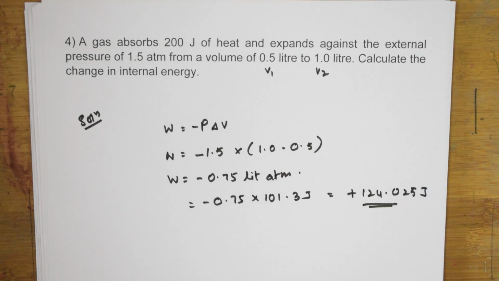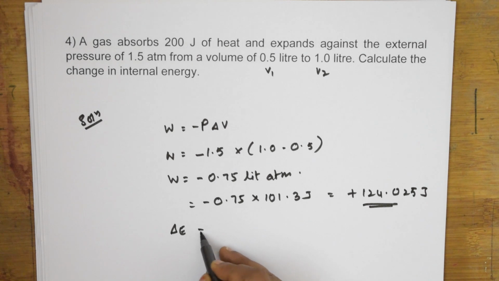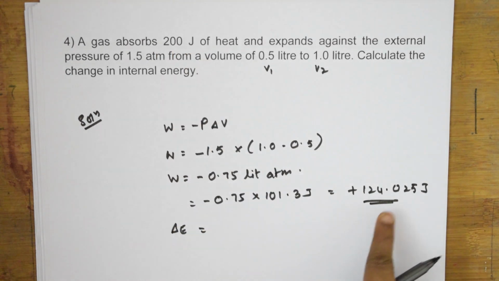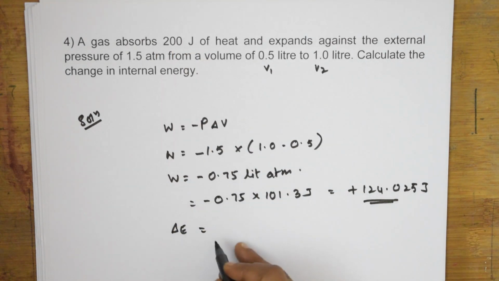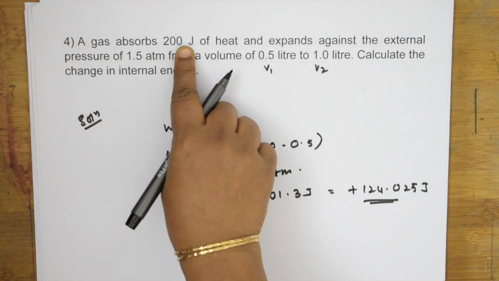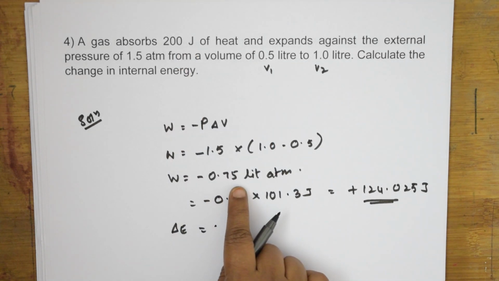What do they ask me? The change in internal energy, delta E, I need to find, because there was a change in internal energy. Delta E is equal to, what did they say? The gas absorbs 200 joules of heat, and this is the amount of work. So we need to subtract both, isn't it? They said it absorbs 200 joules of heat. Here, how much is this? It is 0.75 liter atmosphere, P delta V.